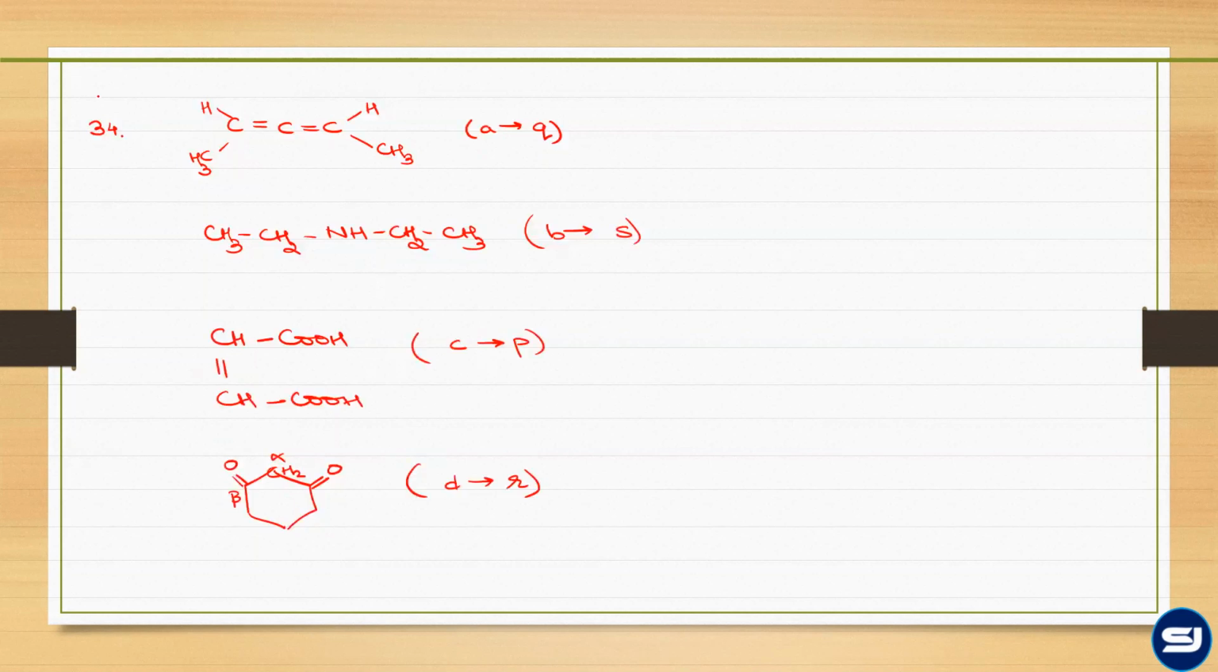So why can't D show metamerism? Which one? D. B, B. D, this one, carbonyl compound. How will this show it, being a cyclic compound? How will you explain? Okay, sir. Cyclic will not be able to show metamerism.